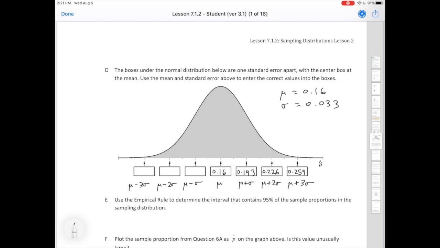We end up with 0.127. And then if we subtract 0.033 again, we get 0.094. And then if we subtract 0.033 again, we get 0.061. I'm hoping you guys got the same numbers as I did.